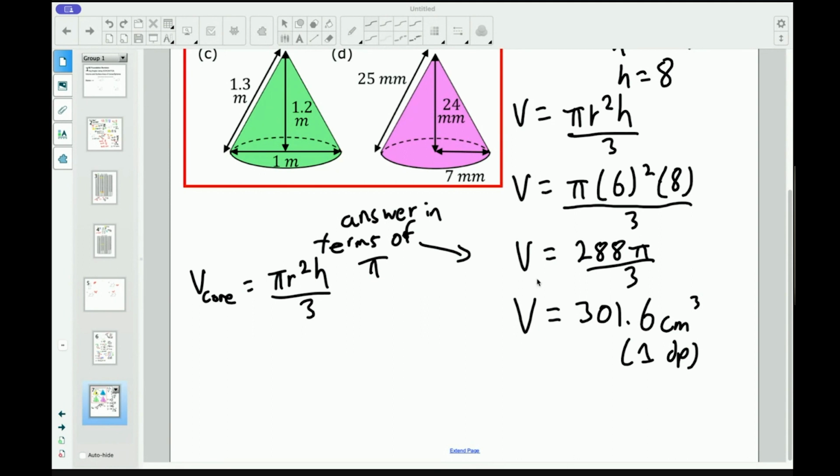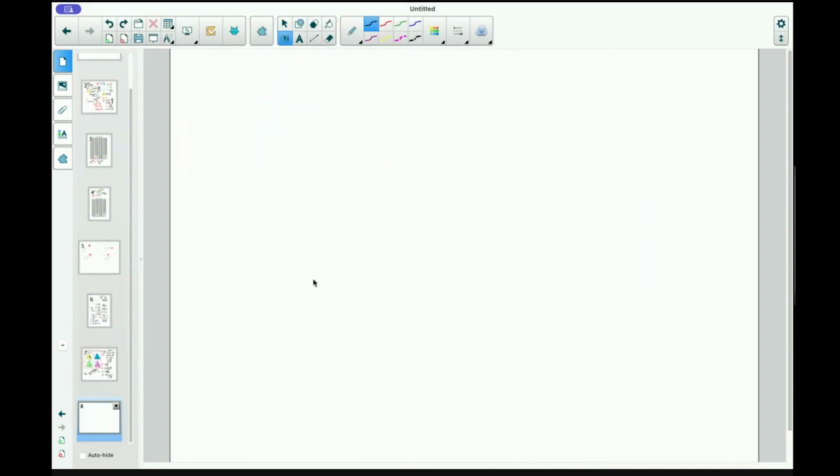All right. So when it comes to the surface area of a cone here, let's go ahead and talk about what the surface area of a cone is going to be. So I'm going to actually put a picture here.